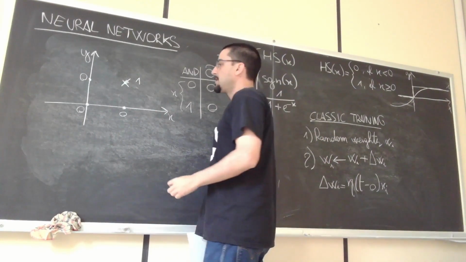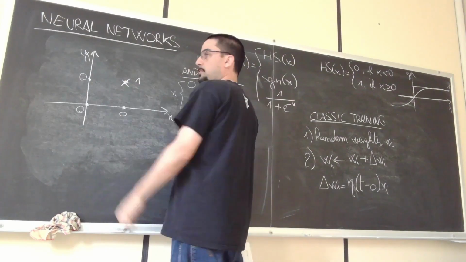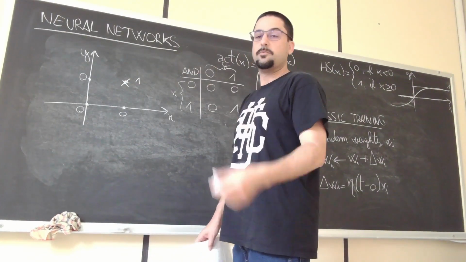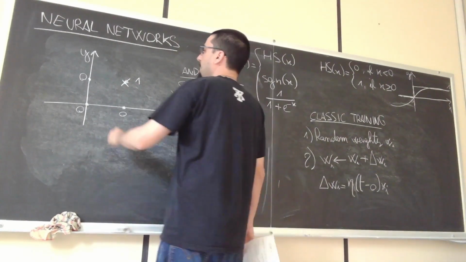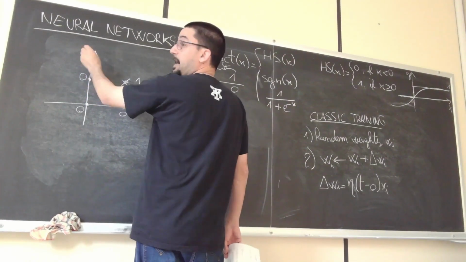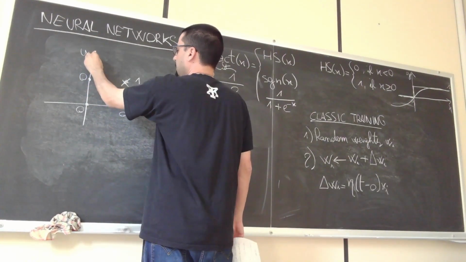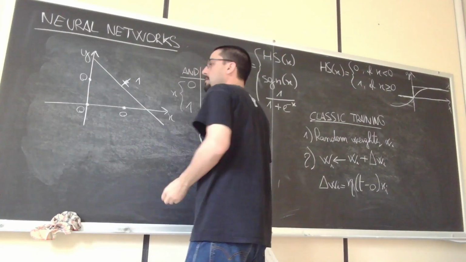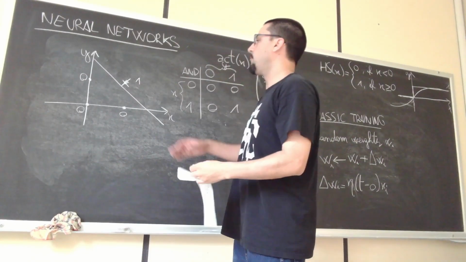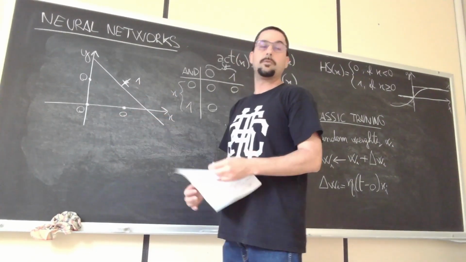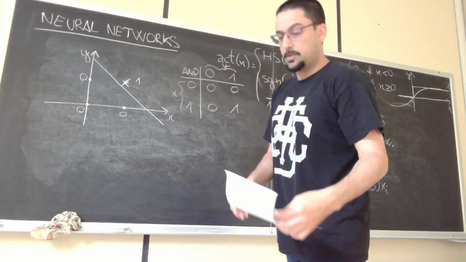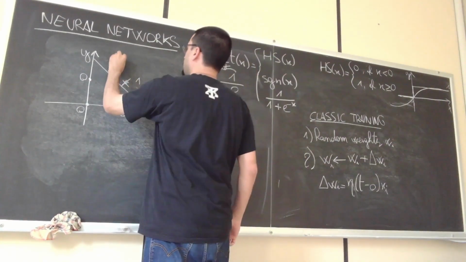In this case you can see that these are all possible training examples that we can give to this very simple function. And basically we can find a hyperplane, in this case a line, that is able to separate these two classes, those where we have 1 from those where we have 0. This is called linearly separable.